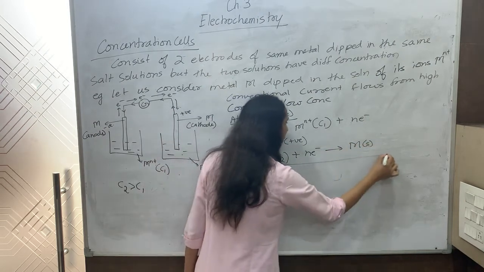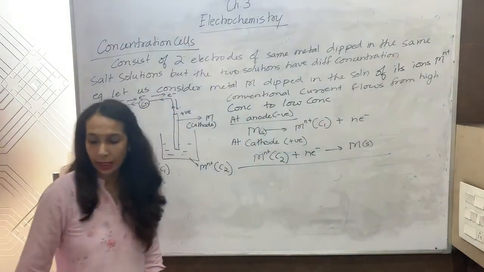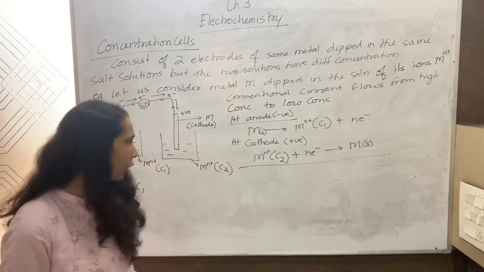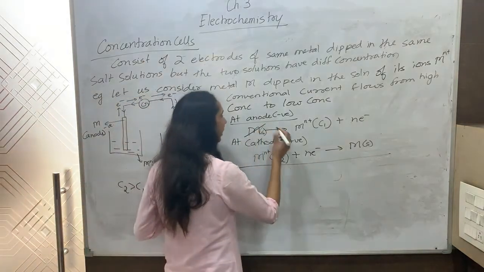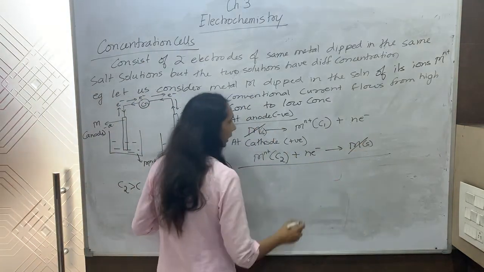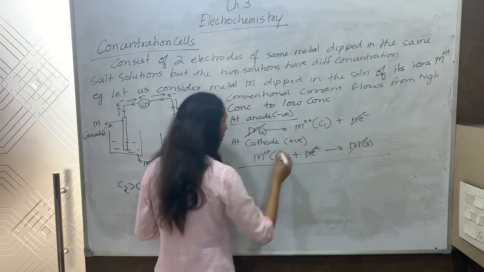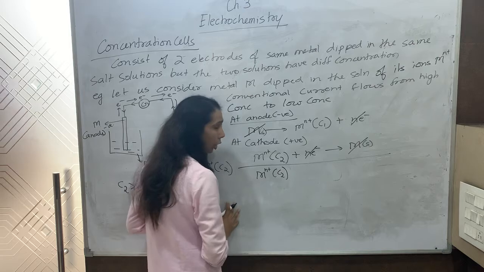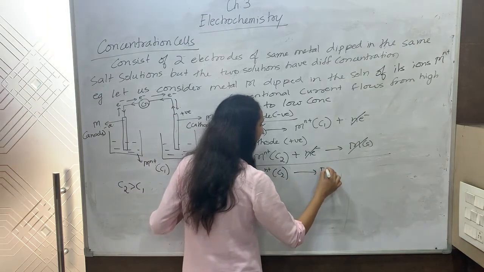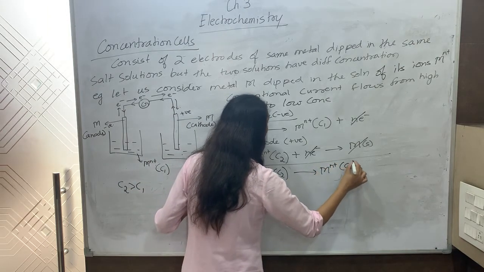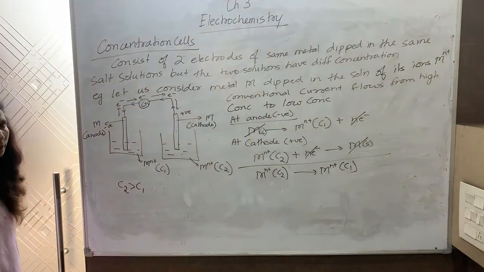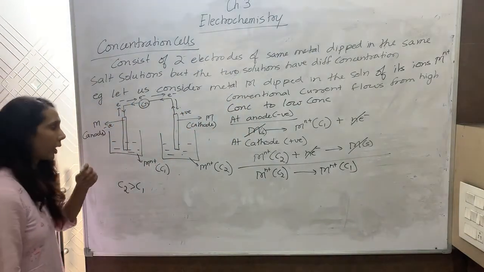Now I add the two to get the overall reaction. When I add the two reactions, you can see n electrons will cancel out. So what is left here? Mn positive, C2 concentration, will give Mn positive, C1. Their concentrations are different, so I can't cancel them out. Now I am applying the Nernst equation.